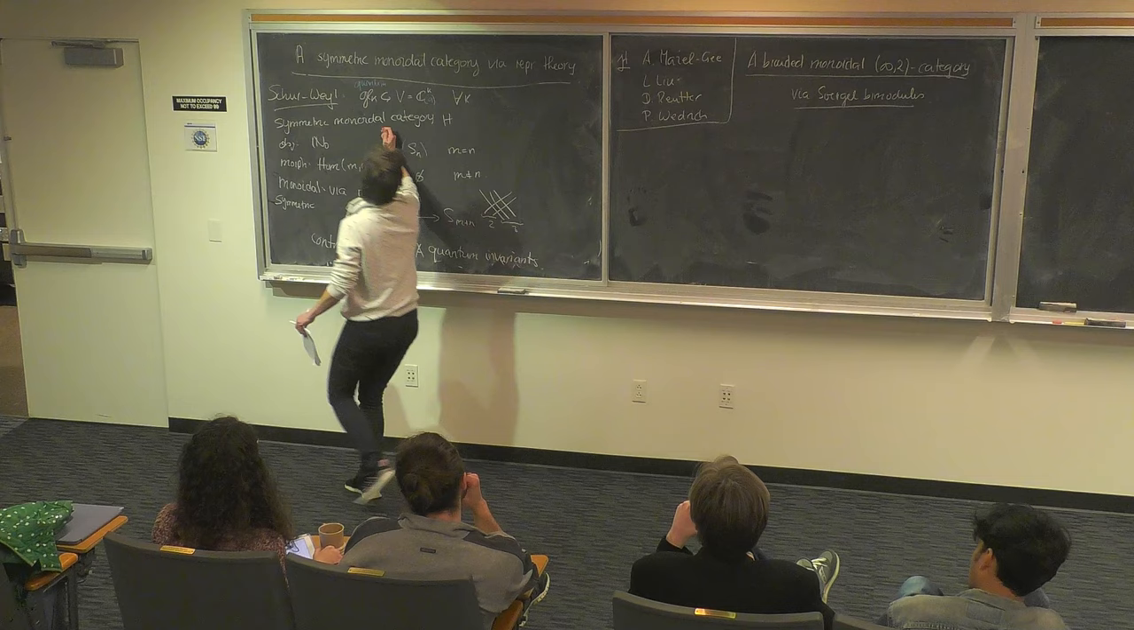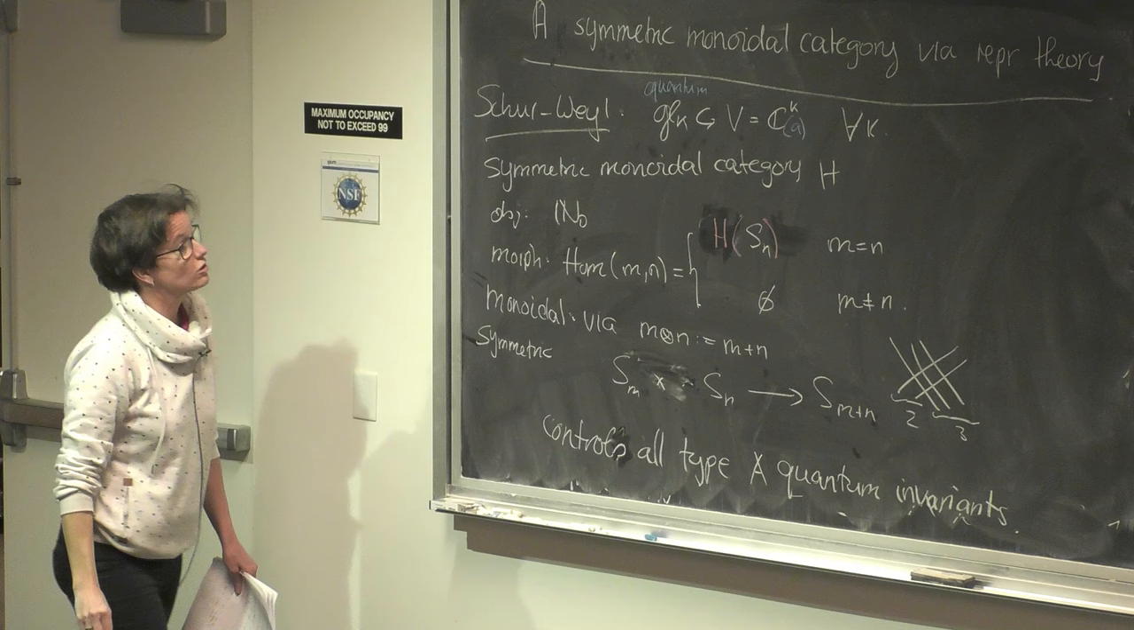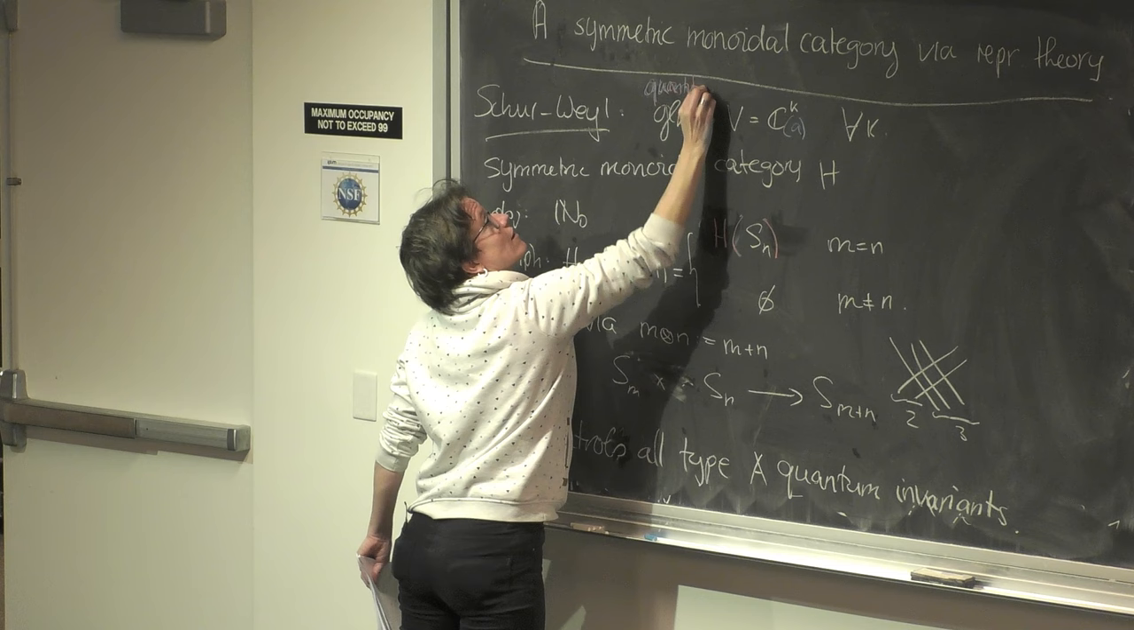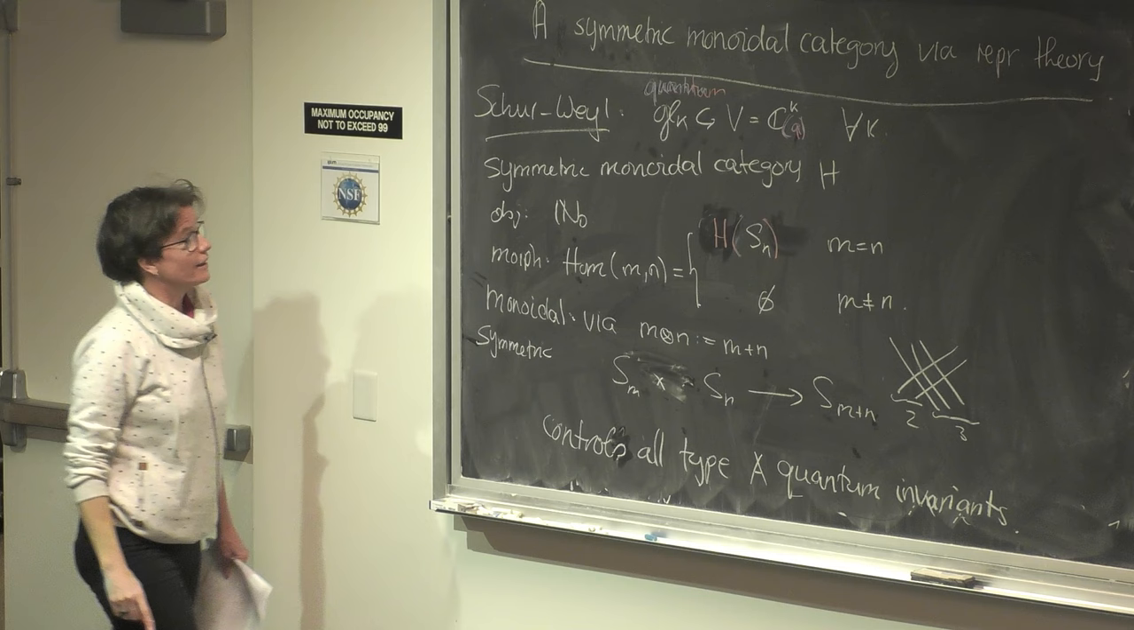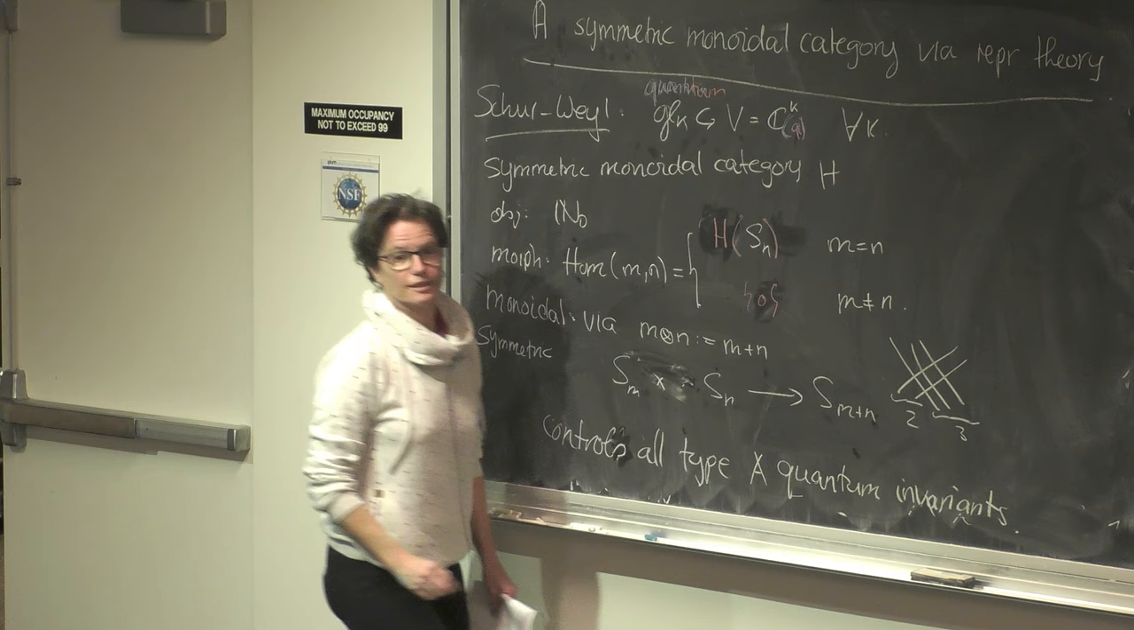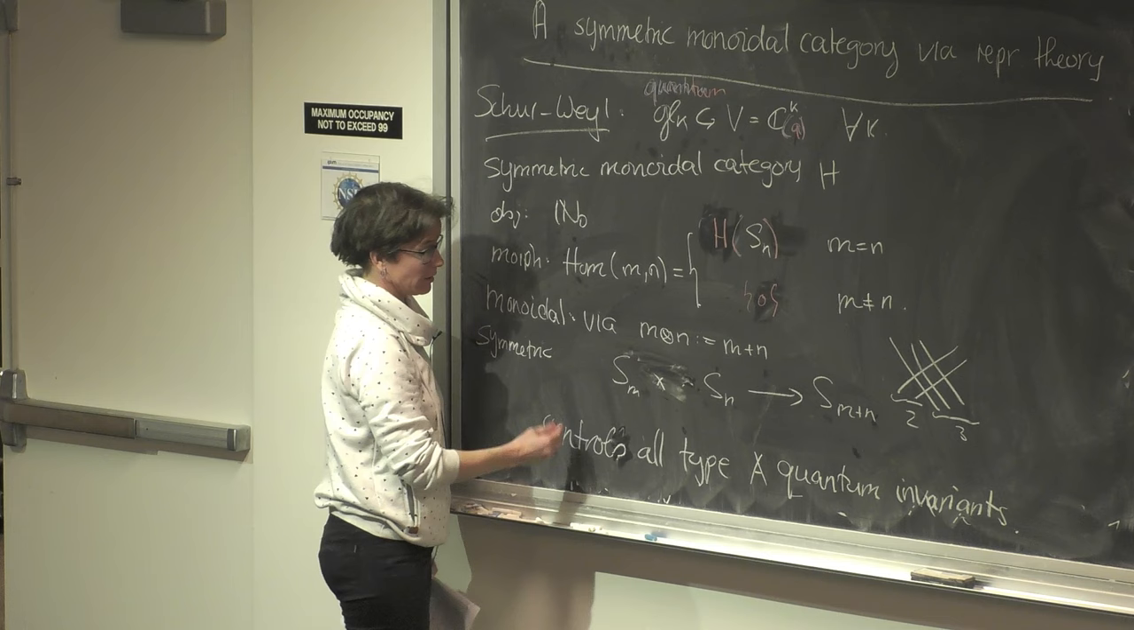So here I take the Hecke algebra of S_n, a deformation of the group algebra. So this is quantum. And here's just a q. And now it's really linear, I should replace this by zero. And it's still monoidal by taking on objects the same thing. And on morphisms, I can now take parabolic induction for the Hecke algebra.